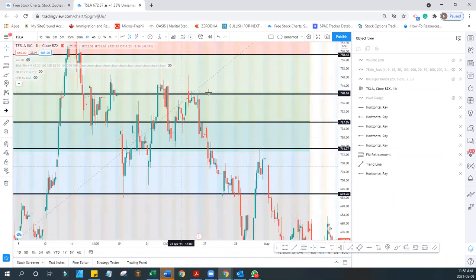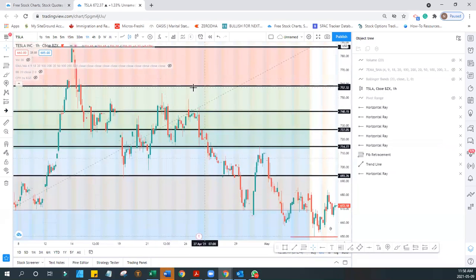This did act as a resistance, and this one acted as a resistance as well, and this provided the support here. Then price moved up, took the resistance here, then took the support, tried to go again, went up, took the resistance, and then it fell, right? So Fibonacci, you can use it differently.